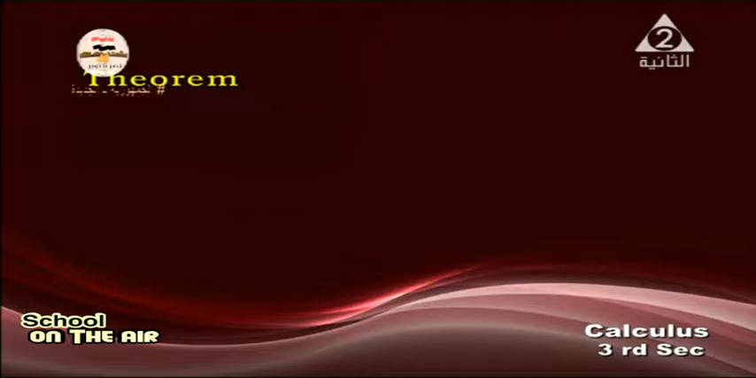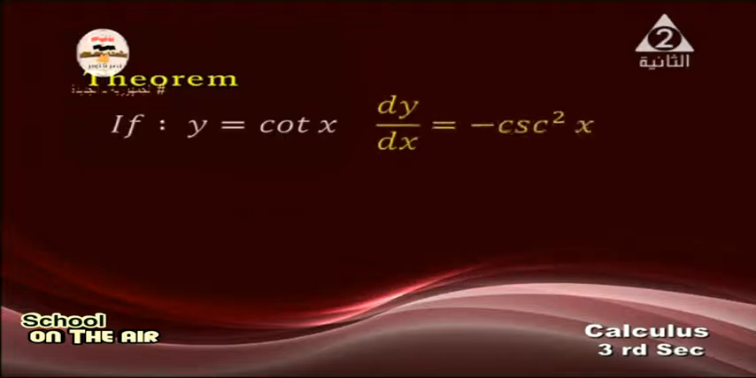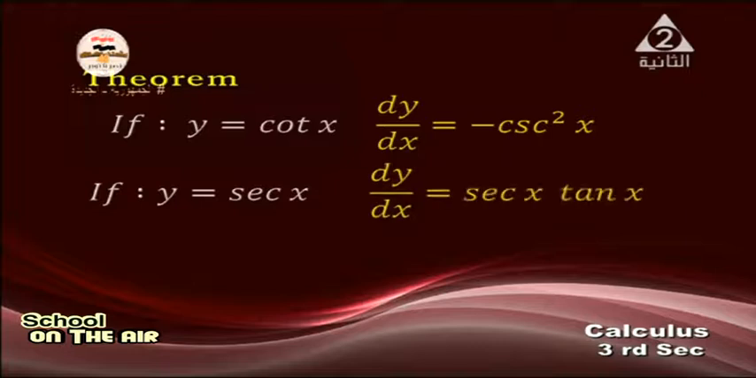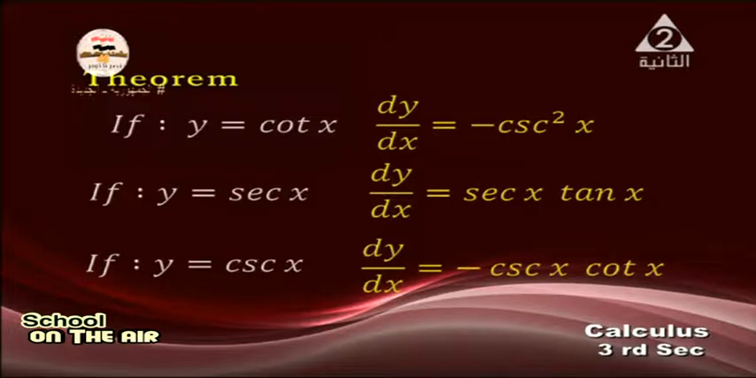What about the derivative of cotan x? The derivative of cotan x equals negative cosec squared x. And the derivative of sec x equals sec x multiplied by tan x. And the derivative of cosec x equals negative cosec x times cotan x.